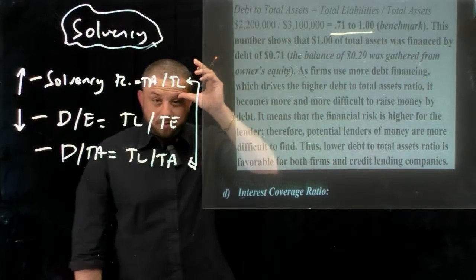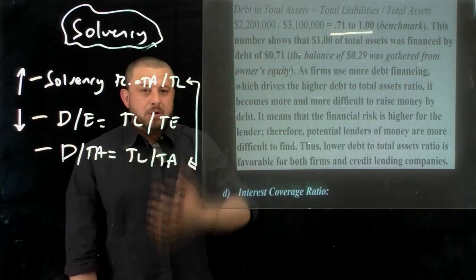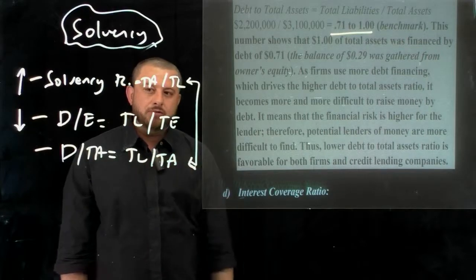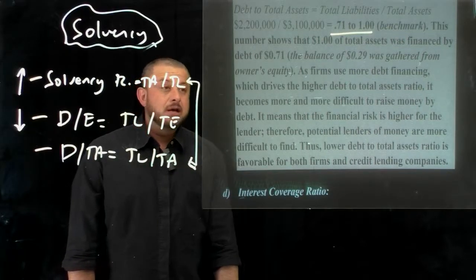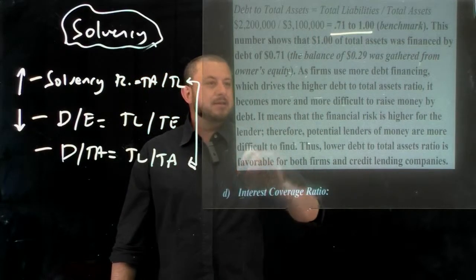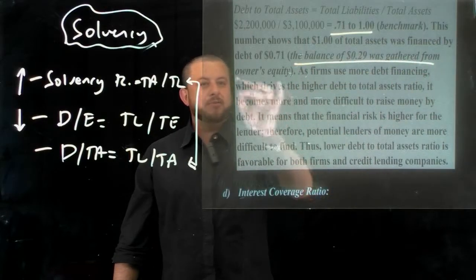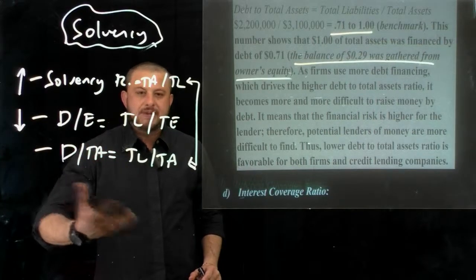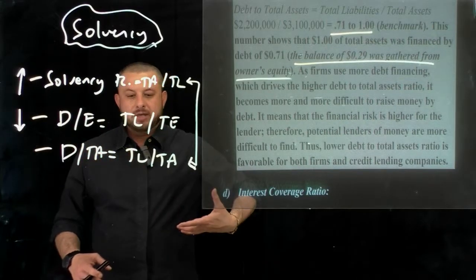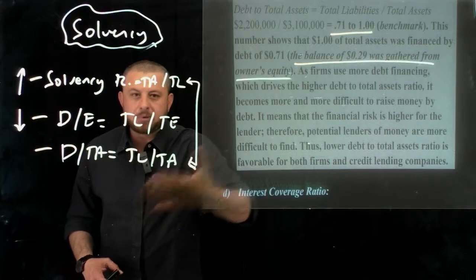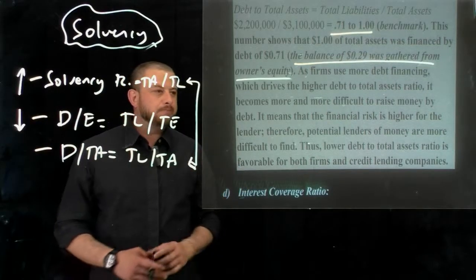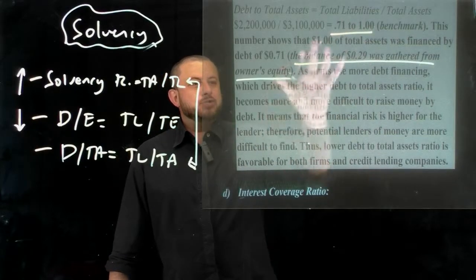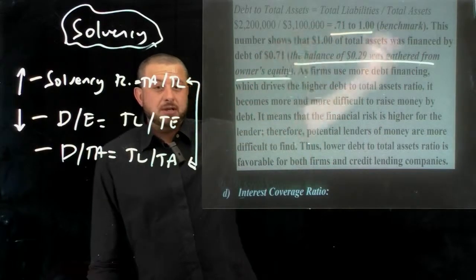So every dollar of your assets is financed by 71% debt. Every dollar worth of total assets is financed by debt, which is 71 cents. The balance of 29 cents was gathered from the owner's equity. So you put 29 cents from your pocket into the investment, and then 71 cents is funded by debt, additional loan. The interpretation is this firm is using too much debt financing because it is using other people's money.